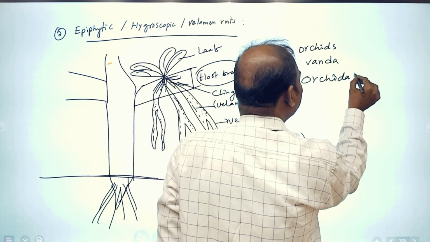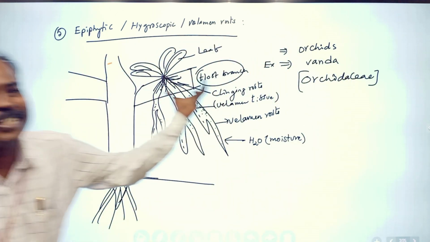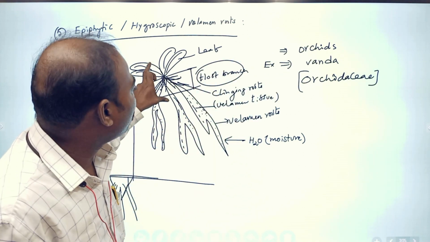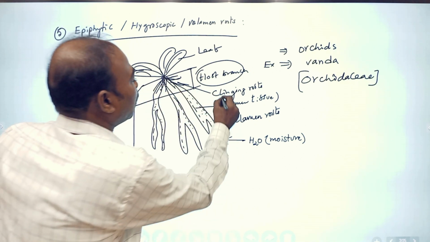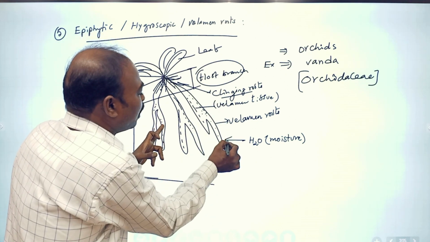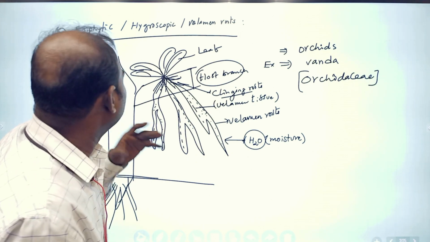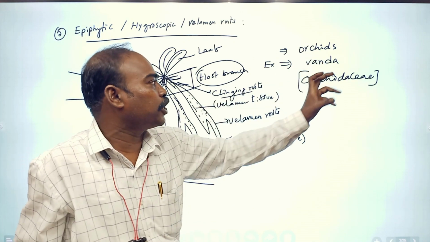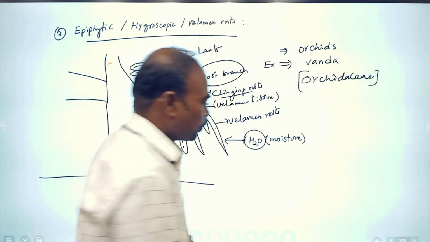Vanda belongs to Orchidaceae family, commonly called orchid plants. Small lilliput plants having leaf and two kinds of roots. One kind, clinging root, is useful to fix the plant to the host branch. The other kind, velamen roots, is useful for absorption of moisture from the atmosphere. Right? This is hygroscopic or epiphytic or velamen roots. Example, orchids. Example, Vanda belongs to Orchidaceae family.